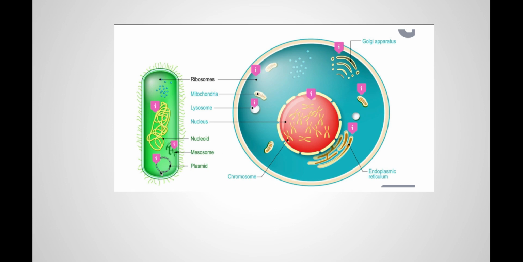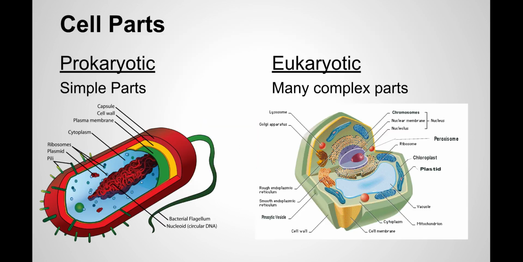Whereas a prokaryotic cell is just way more simple. It still has some things in it, but nowhere near as many. It's just way more of a simple cell. And so that makes sense that our prokaryotic cell would be characterized by having simple parts, whereas eukaryotic cells are more complex.